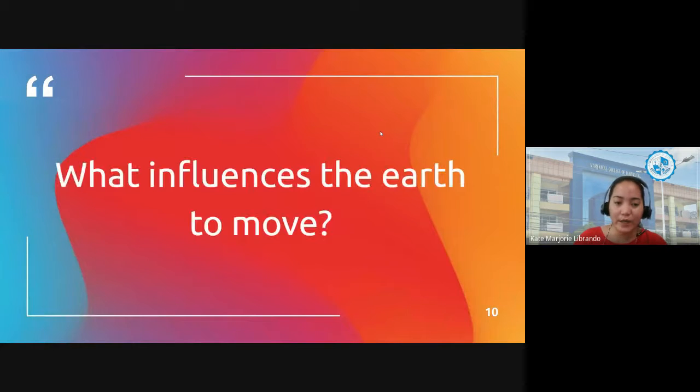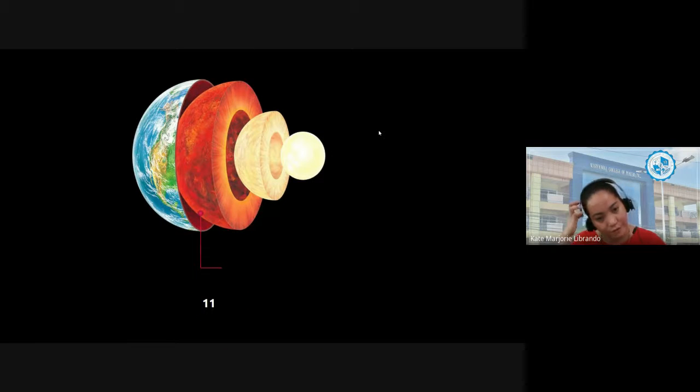Now, what influences the earth to move? There are many factors that affect the movement of the earth. It includes the mantle convection theory, slab pull, the subduction zone, and the gravity of the earth. Now let's discuss the layers of the Earth. There are four layers of the Earth: crust, mantle, outer core, and inner core.